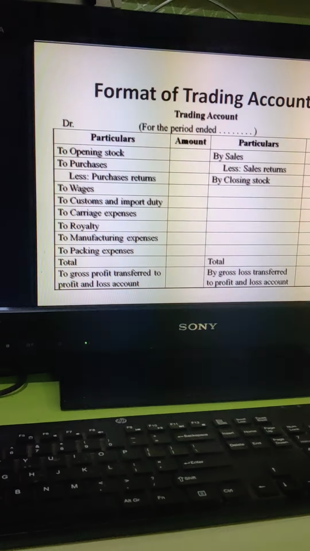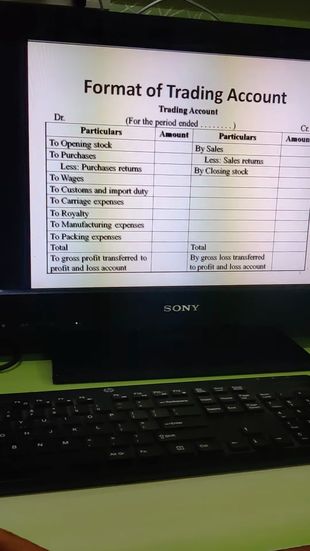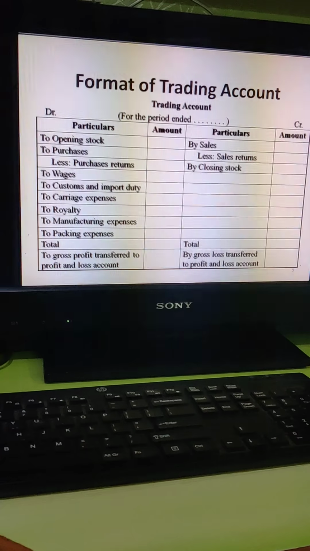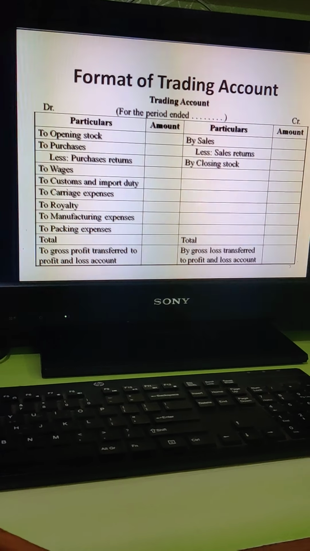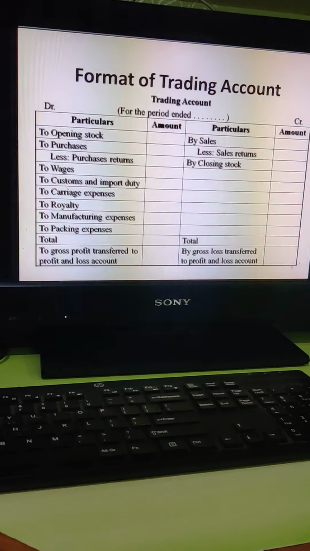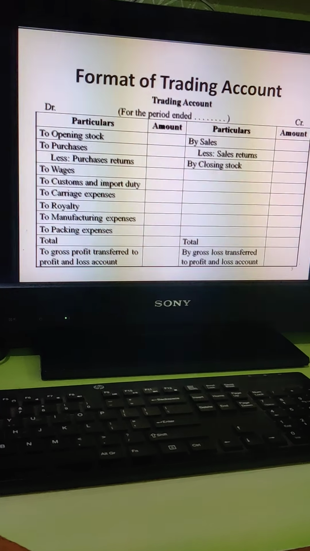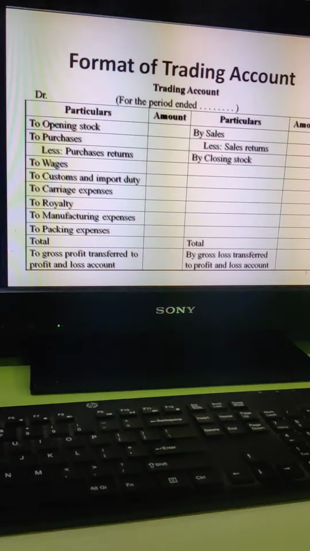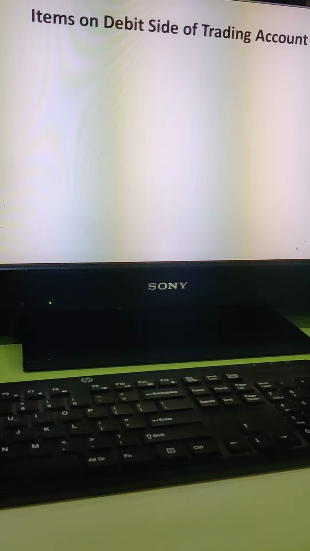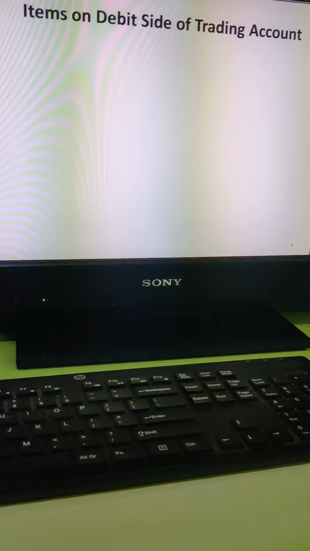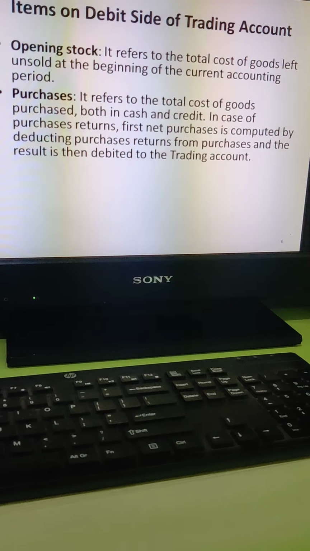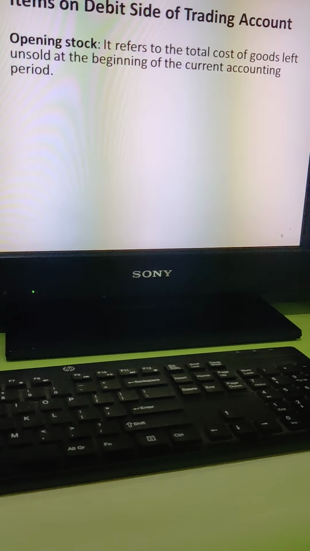So in front of you is the format of trading account. As I already mentioned, trading and P&L account or profit and loss account are prepared in one format, one below the other. So this is the format of trading account that we discussed. Let us move on to the profit and loss account format.